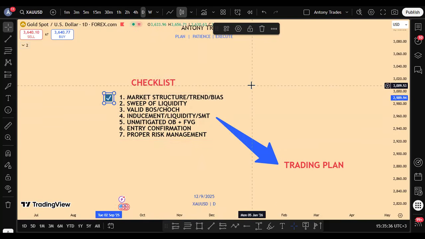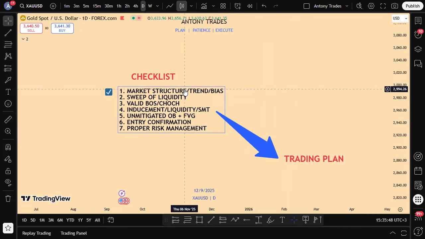So let me begin. Every time that I open my chart or I open my TradingView, the first thing I have to look for is the market structure. And when I'm talking about the market structure here, I'm talking about the trend or the bias. In other words, in simple terms, I'm talking about the direction of the market. Are we bullish or are we bearish?